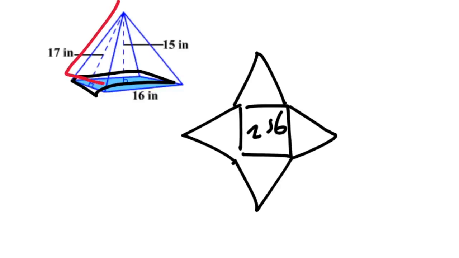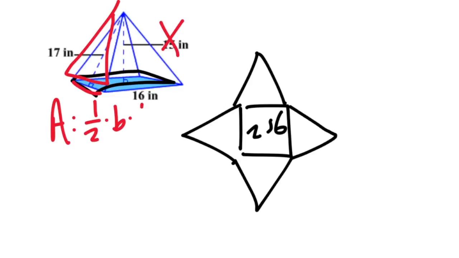Now we need to be very careful. We need to find the area of a triangle that makes up the lateral side. And they have two different heights. We want to find the true height of the triangle, which will not be 15. The 15 is the height of the pyramid. The 17 is the height of the triangle because it goes from the base all the way to the top of the triangle.